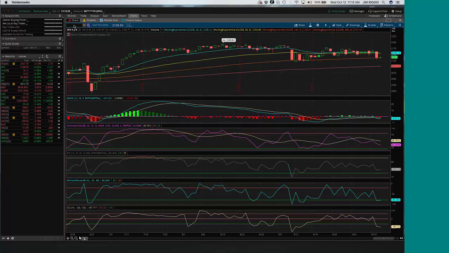Apple, RUT. Tom, which one do you want to see? Well, I trade SPX primarily. As do I, and so that's where I spend all of my time.